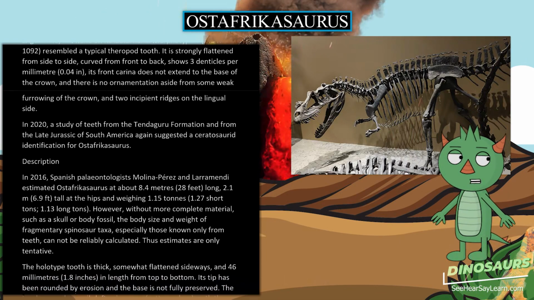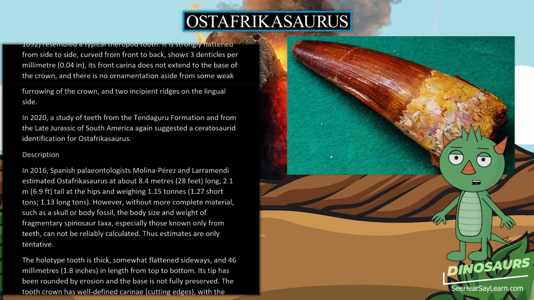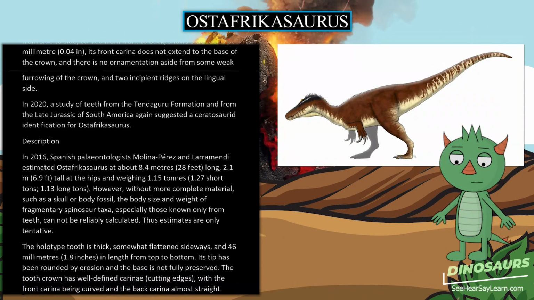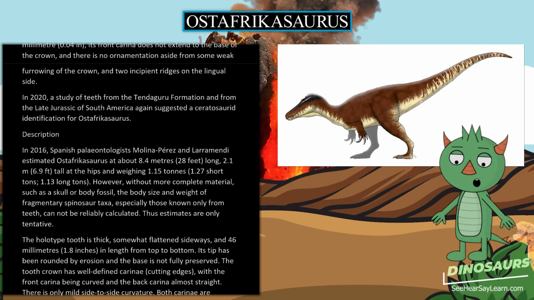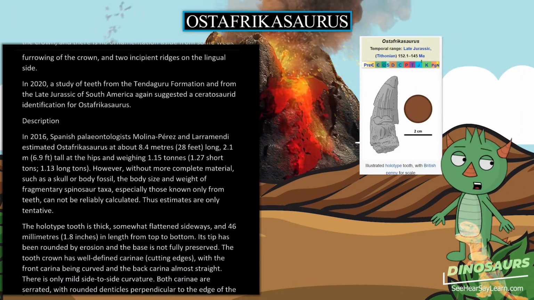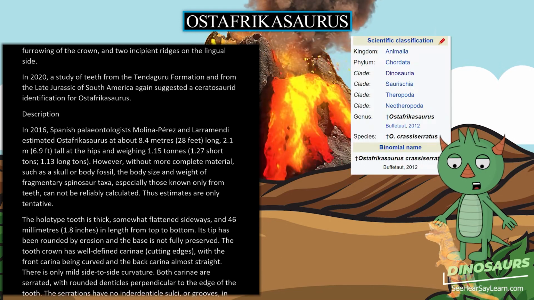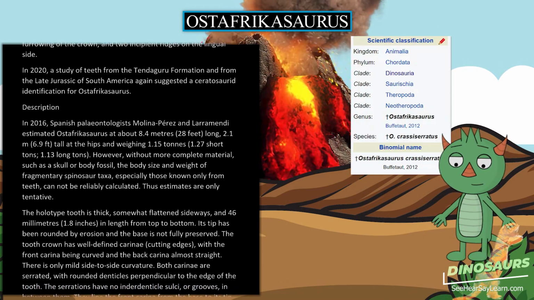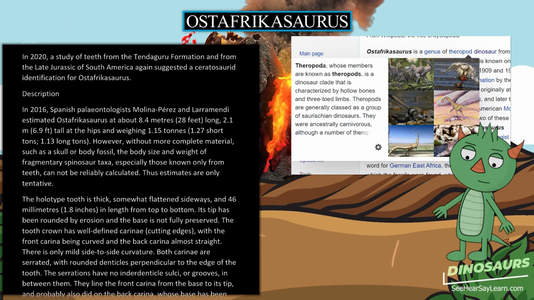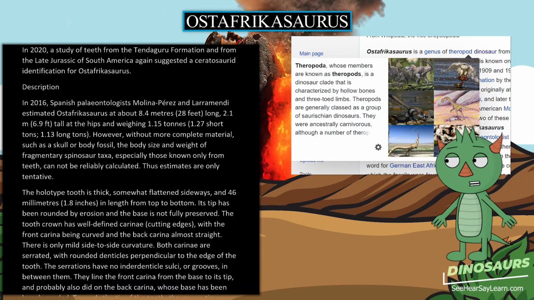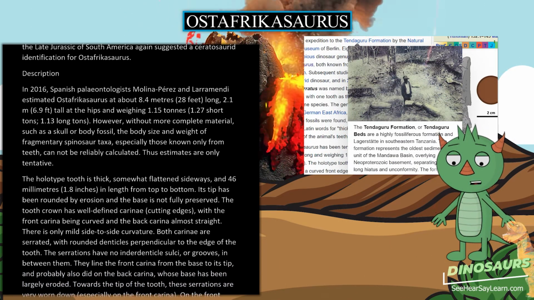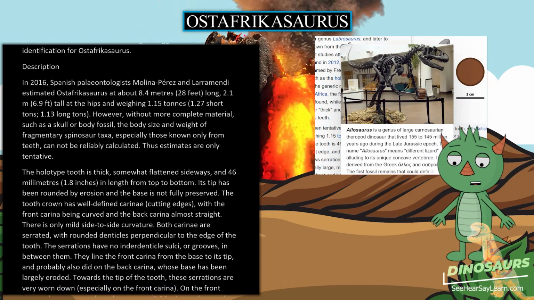In 2016, Spanish paleontologists Molina-Pérez and Larramendi estimated Ostafrikasaurus at about 8.4 meters (28 feet) long, 2.1 meters (6.9 feet) tall at the hips, and weighing 1.15 tons (1.27 short tons, 1.13 long tons). However, without more complete material, such as a skull or body fossil, the body size and weight of fragmentary spinosaur taxa, especially those known only from teeth, cannot be reliably calculated. Thus, estimates are only tentative.